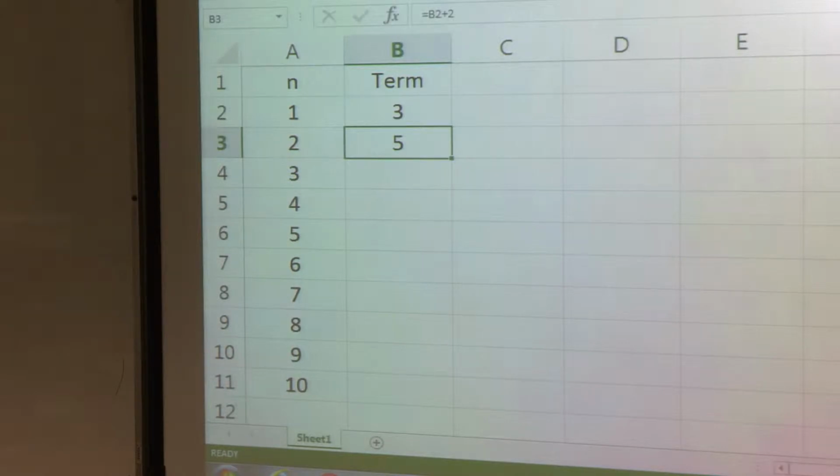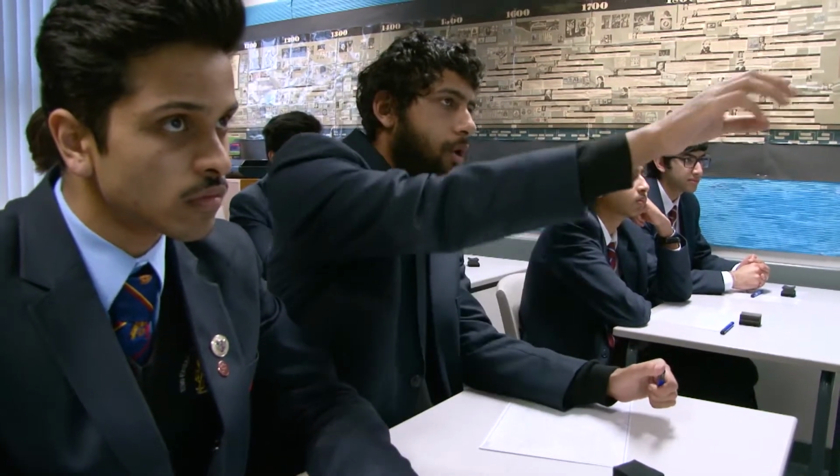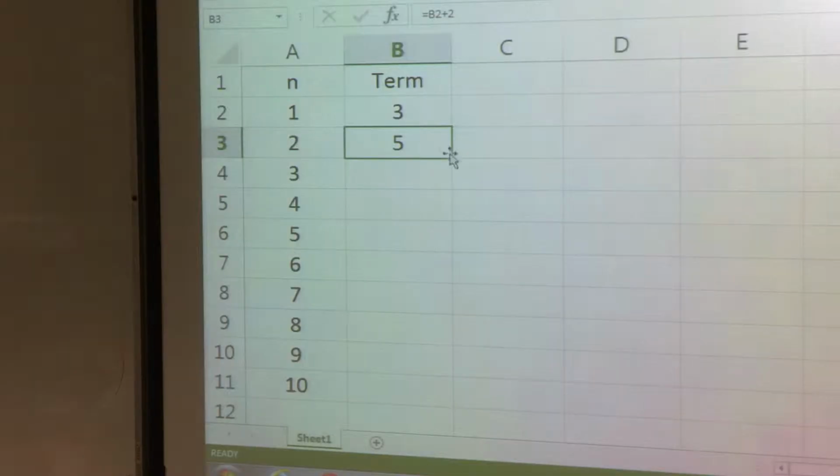Anybody got any other comments? Gervir? You just add on 2 each time. So you said multiply by 9. Why multiply by 9 to get the 10th term? Because there's 9 steps in between. There's 9 gaps to jump.